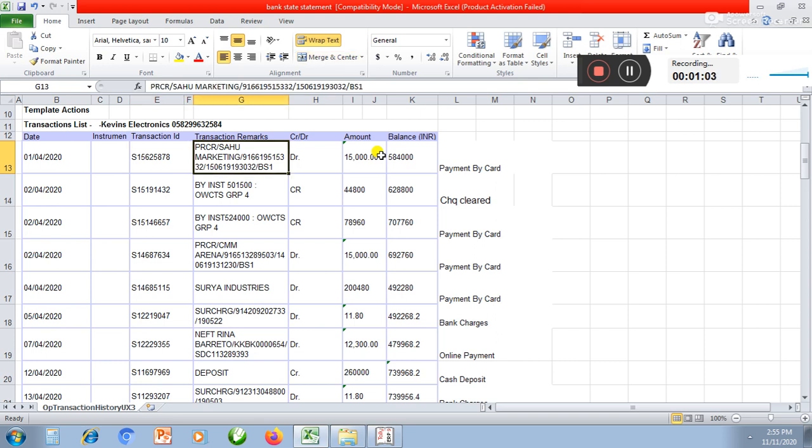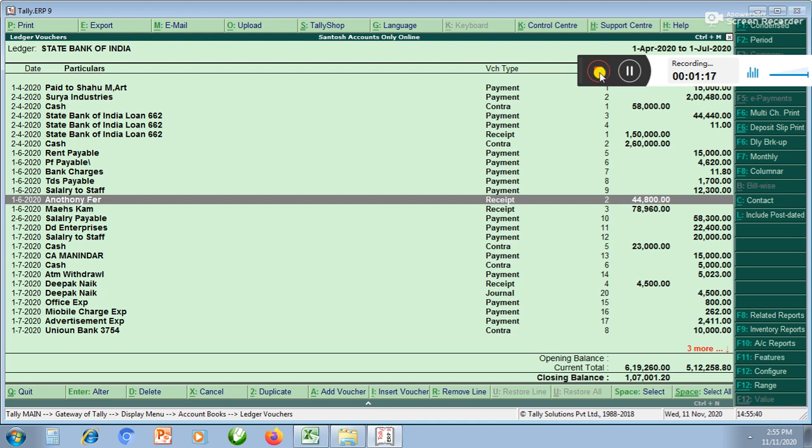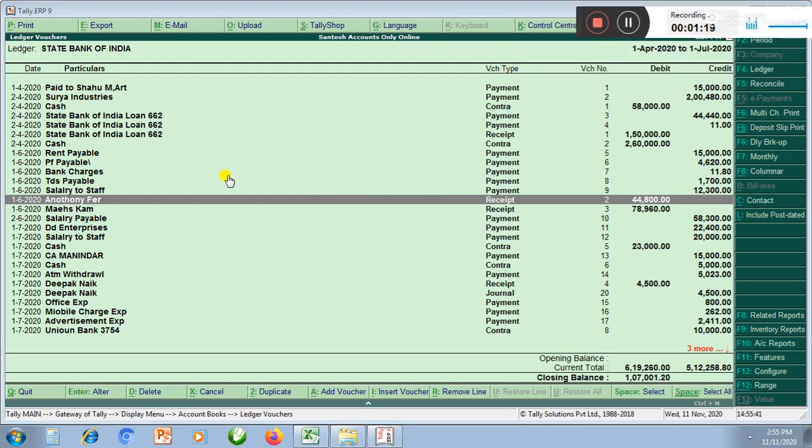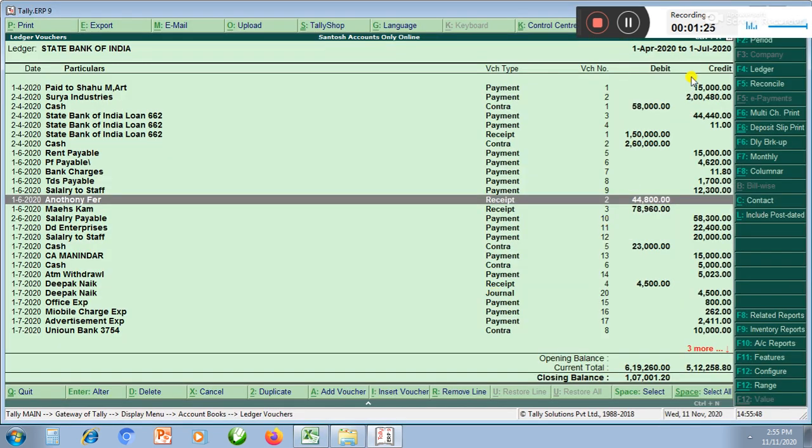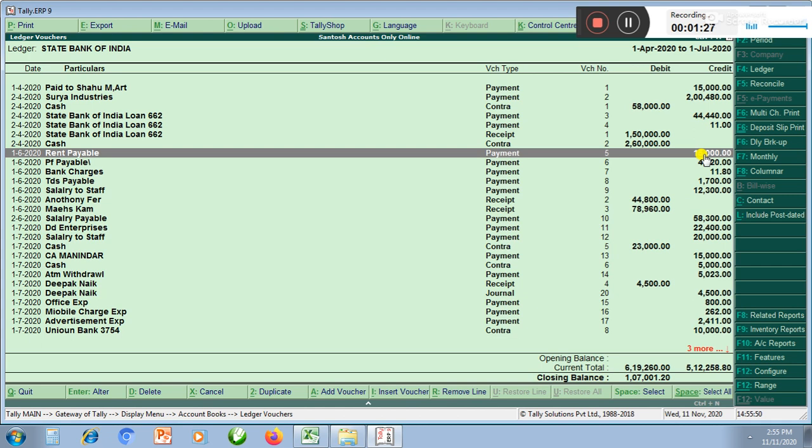So PRCR here, Shahu Marketing here. Whenever a debit entry is given here, you have to check this 15,000 on this date, more or less in April, whether this 15,000 is on the credit side. Remember, on the bank statement, if the entry is on the debit side, you have to check it on the credit side here.